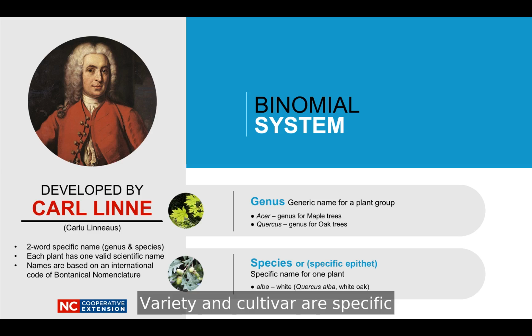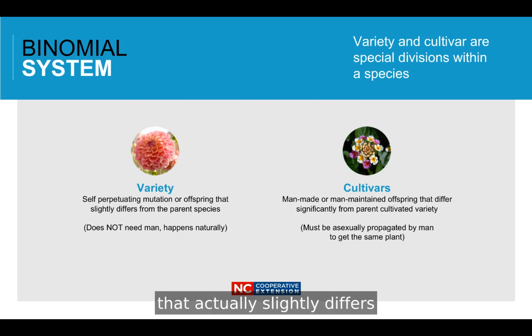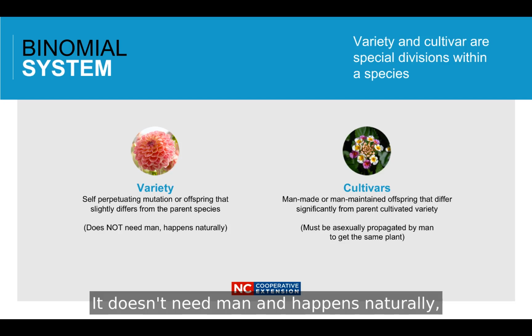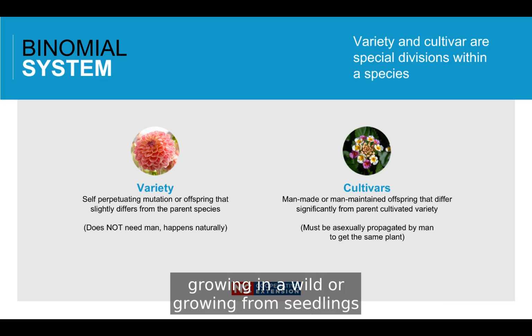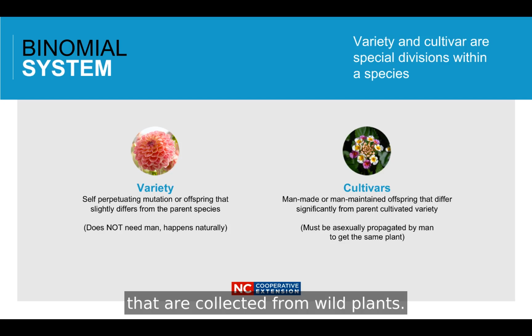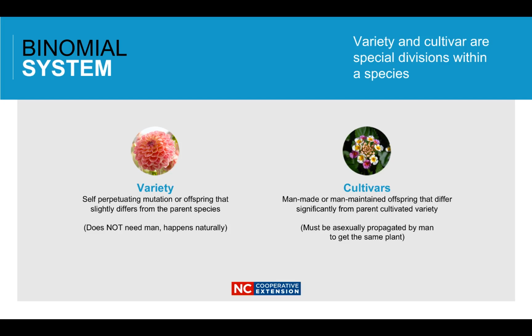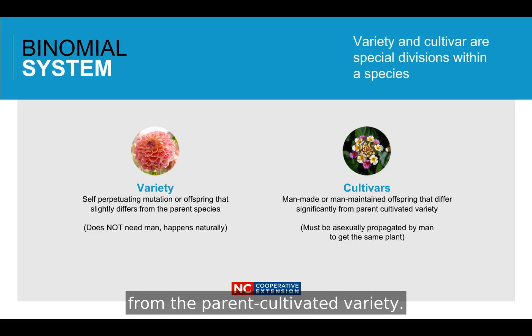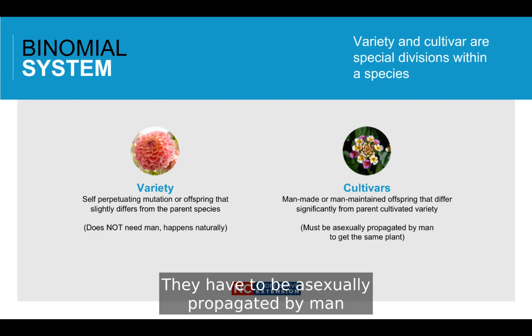So the variety and cultivar are specific divisions within a species. Variety is a self-perpetuating mutation or offspring that slightly differs from the parent species. It doesn't need man and happens naturally. So we may find varieties growing in the wild or growing from seedlings that are collected from wild plants. Cultivars are man-made or man-maintained offspring that differ from the parent cultivated variety. Cultivar is a combination of the words cultivate and variety. They have to be asexually propagated by man to get the same plant.